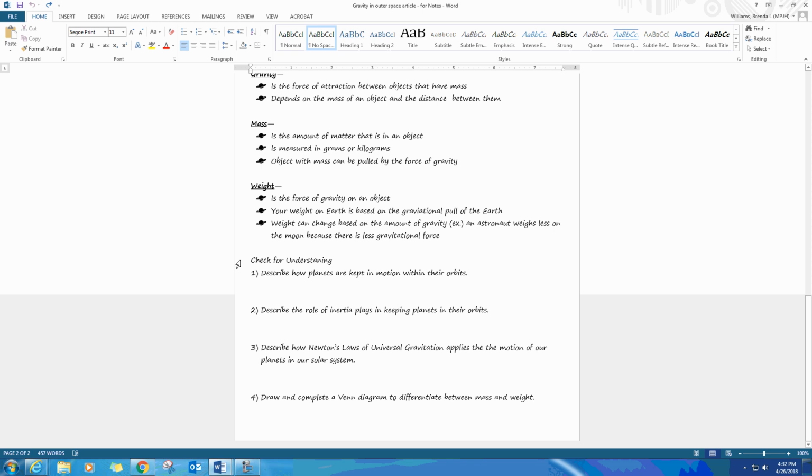These are the questions you need to answer. Number 1, describe how planets are kept in motion within their orbits. Number 2, describe the role inertia plays in keeping planets in their orbits. And number 3, describe how Newton's law of universal gravitation applies to the motion of our planets in our solar system.